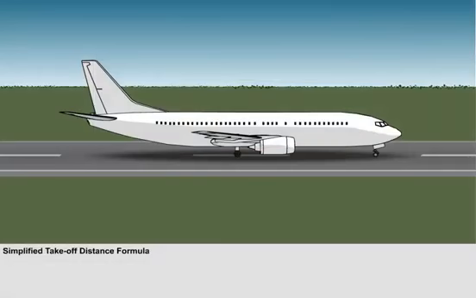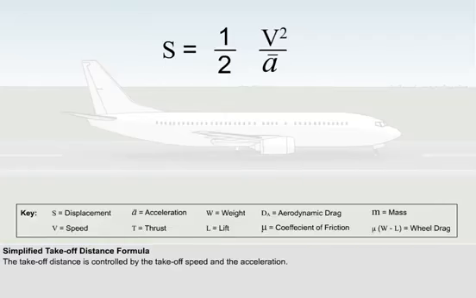Next, we'll examine what determines the takeoff distance, and also what roles the four forces play in determining the takeoff distance. In order to do this, let's briefly examine the formula that is used to calculate the takeoff distance. The letter S is the displacement or distance required from rest to reach a specified speed, which is v, with a given acceleration, a.